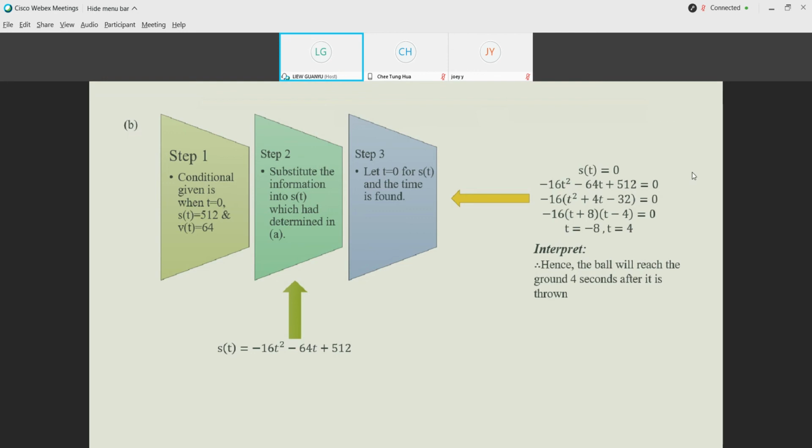And the last step is to let the s(t) function equal 0, and we will get the value of t, which is negative 8 and 4. We just ignore the negative value since we need to determine the time. Hence, the ball will reach the ground 4 seconds after it is thrown. That's all for my part.